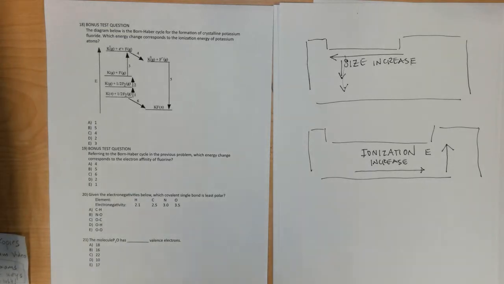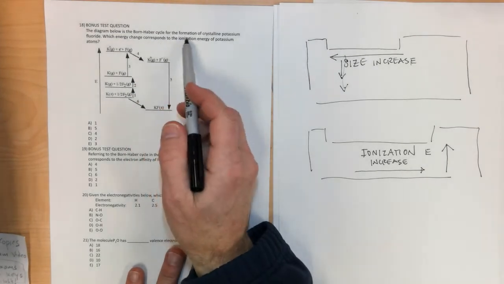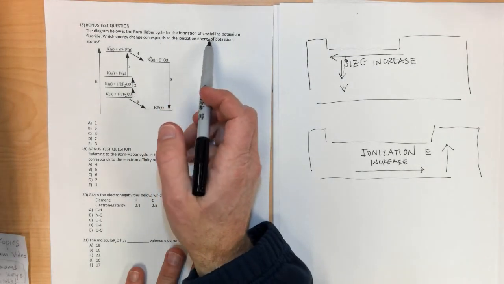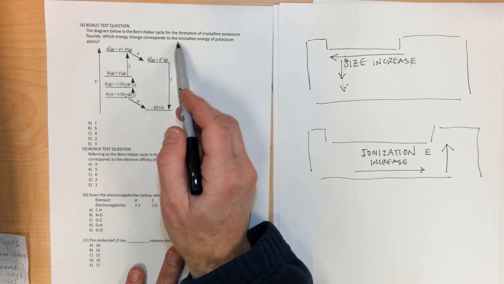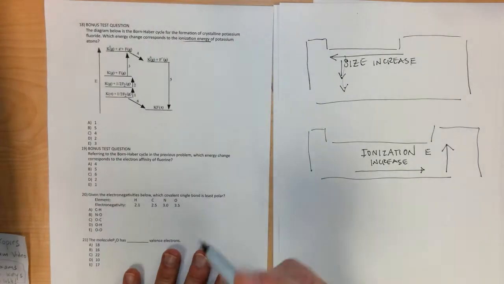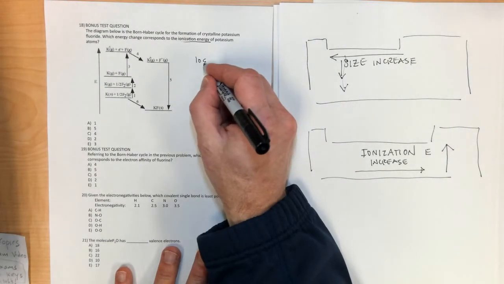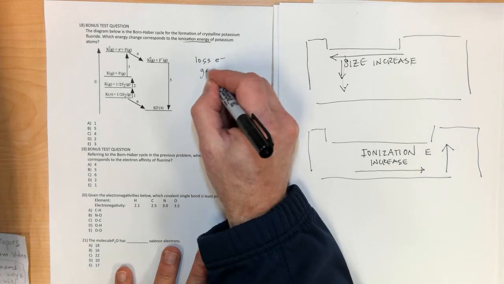This is part 2. Bonus test question about the Born-Haber cycle for the formation of crystal potassium fluoride. Which energy change corresponds to the ionization energy? So the ionization energy is the loss of an electron from a gaseous atom.